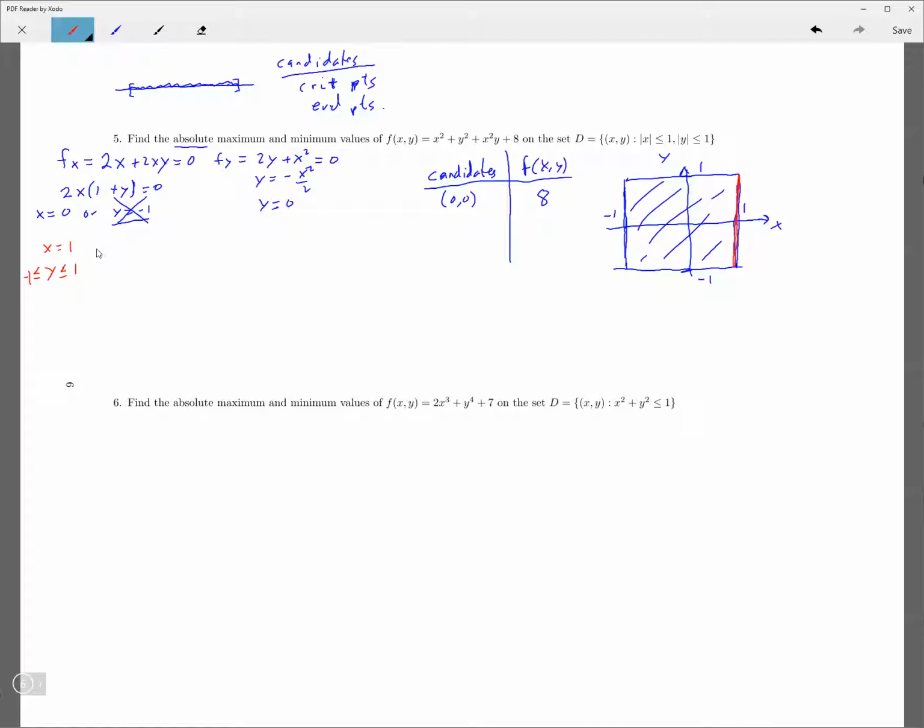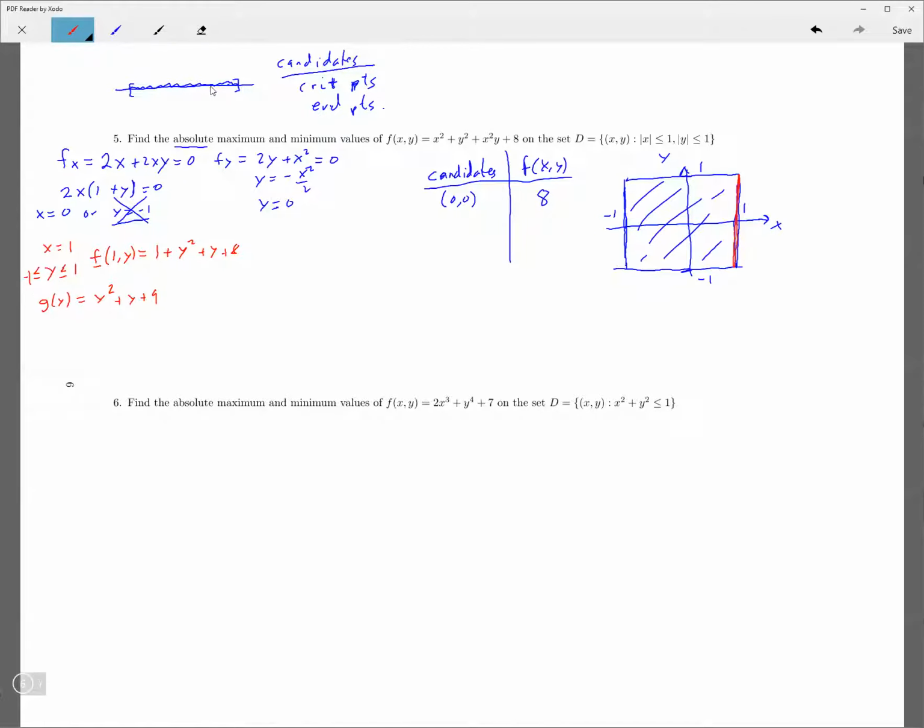So what you do is this function here, you replace the x with a 1, and that gives you, let's see, 1 plus y squared plus y plus 8. Okay, so instead of using f, I'm going to say g of y is equal to y squared plus y plus 9. And you're trying to find the maximum value. You're trying to find a critical point for this function now on an interval.